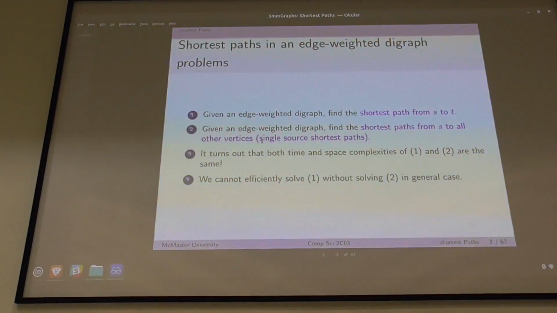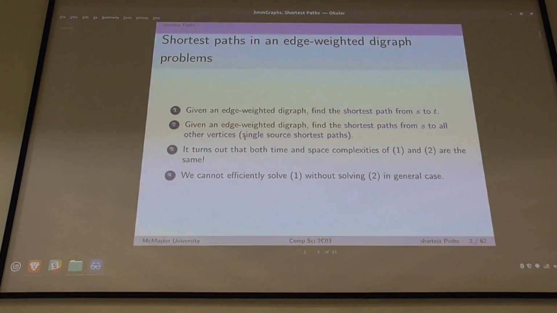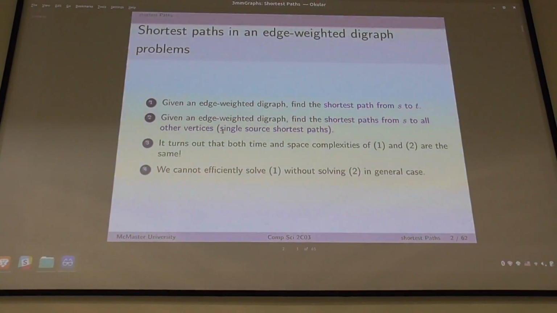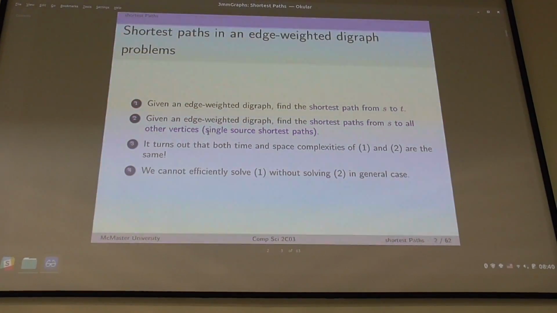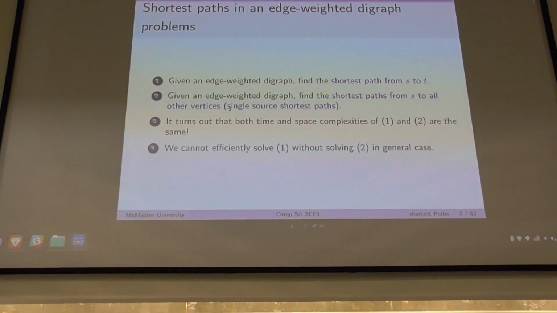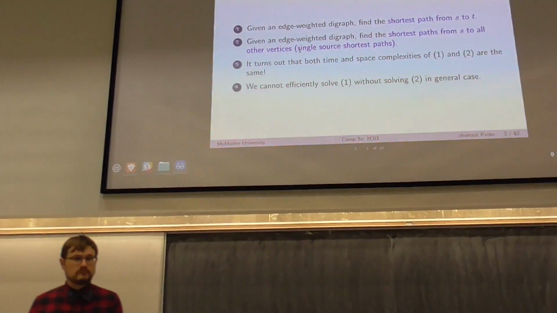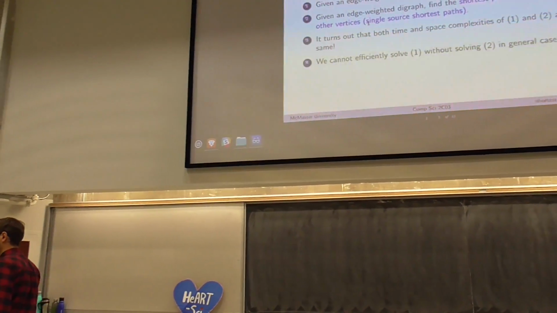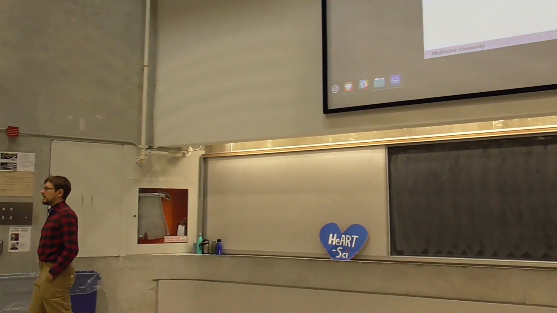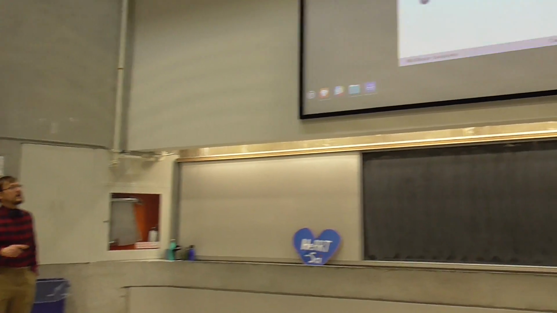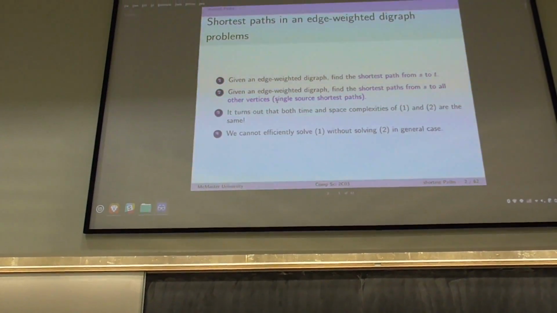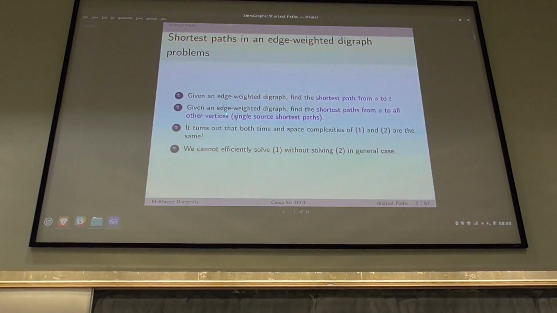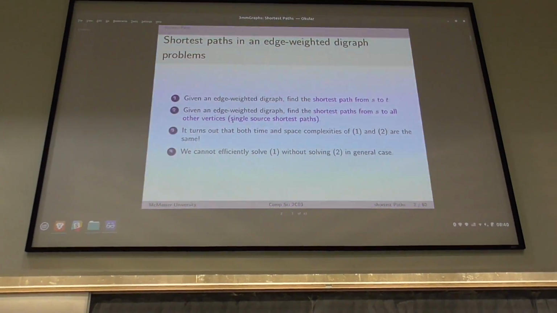So the shortest path problem, in general: given an edge-weighted digraph, find the shortest path from some node S to some node T. Generally, S is called the source, T is called the sink. A generalization of the shortest path problem, rather than find the distance between a point and another point, is to find the distance between a point and all other vertices in the digraph.